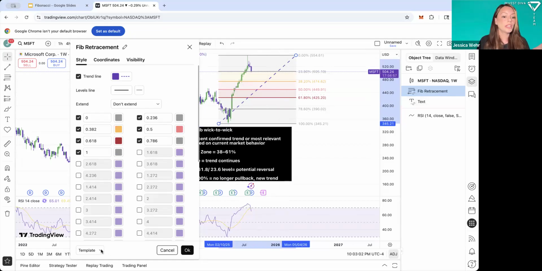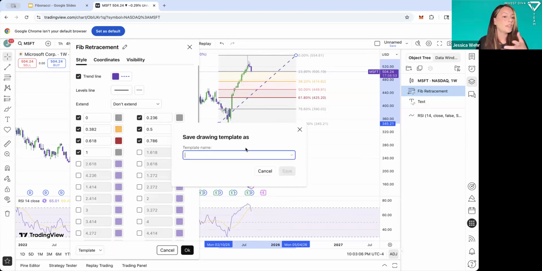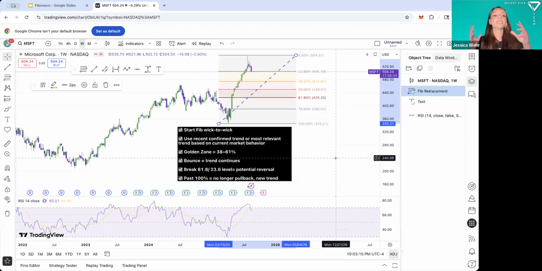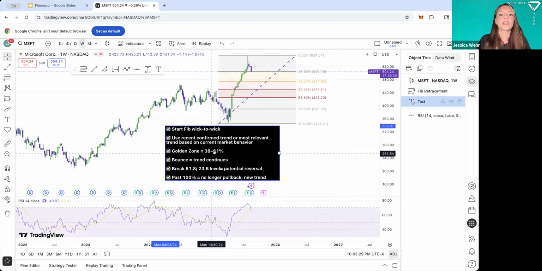Once you have created your settings, you're going to click on template, save as, save it whatever you'd like, press save, and then don't forget to press OK. Because if you don't press OK, it's not going to save. Once it is saved, every time you log into your TradingView, it is going to be as you have customized it, unless you change it. So you don't have to worry about always having to change that. It is going to automatically come up on your chart.